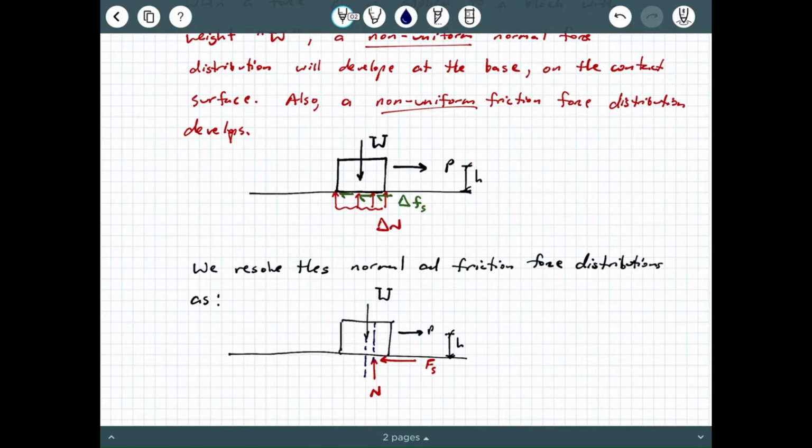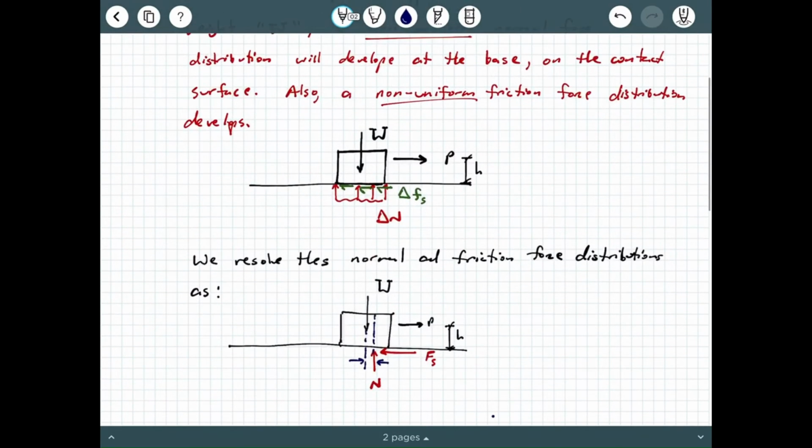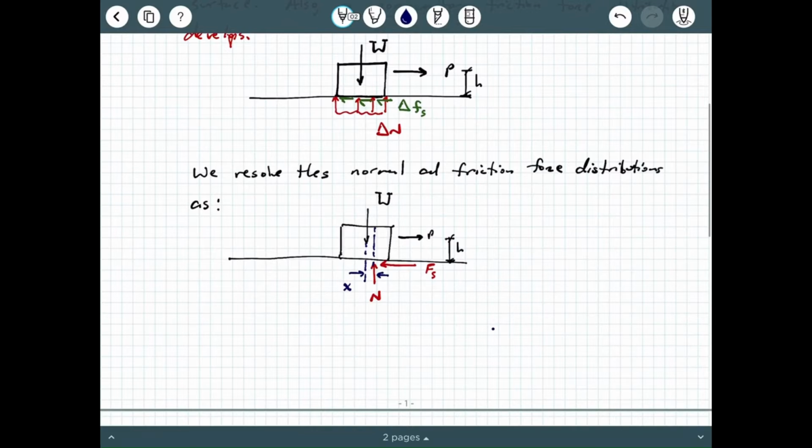In fact, they are deliberately a little distance away from each other. And that perpendicular distance that these two lines of action are away from each other, we're going to call this distance right here. It's this distance in between right here. We're going to call that distance x. Distance x right here. Okay.